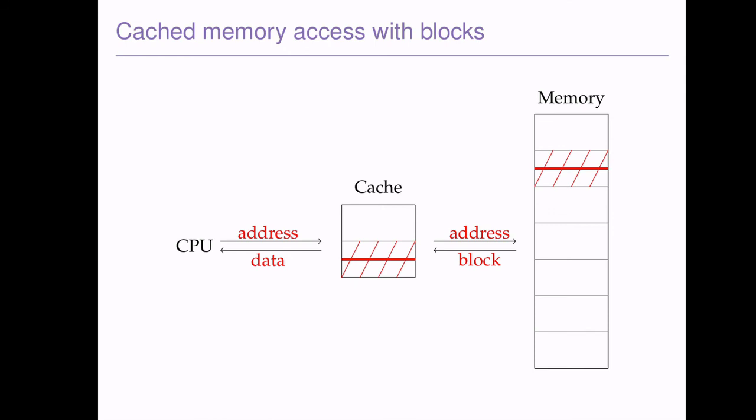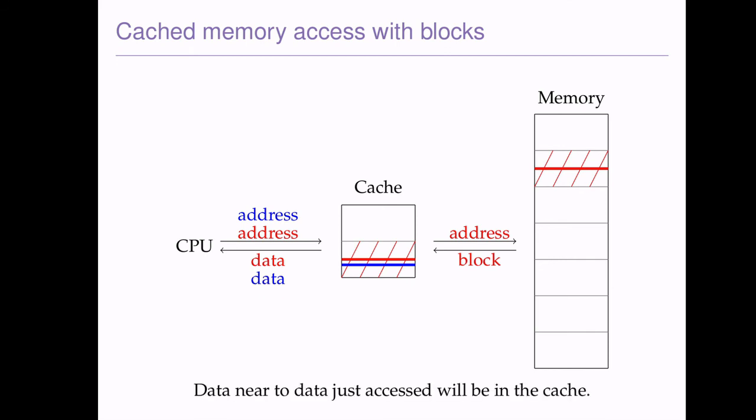And then when it comes time to find another address, we might find that that's in the cache and we can give it back in one instruction cycle because of this principle of locality. So data near to data just accessed will be in the cache, and this is a key way to speed up the processes of a CPU.